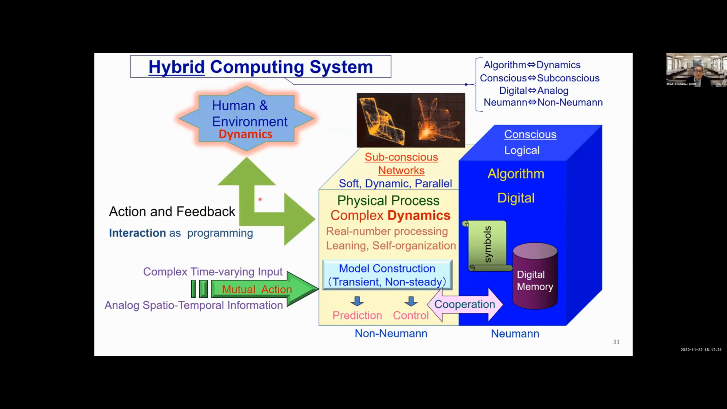Okay, so we actually made the hybrid computing system. And here, hybrid means algorithm dynamics, conscious, unconscious, digital analog, Neumann, non-Neumann. So we have a Neumann processor, and we have a high-dimensional, very complex chaotic dynamic system here. We put them together, and also put here the mutual interactions, and this makes a cooperation between those two different paradigms. Then we got some improvement for the computation.